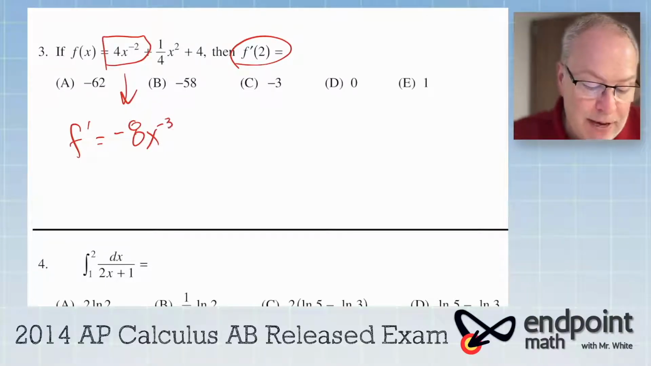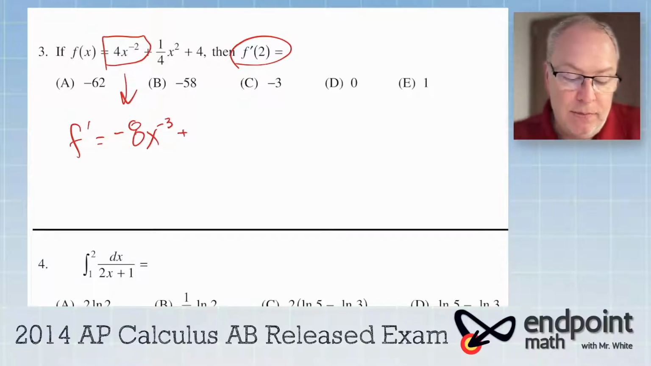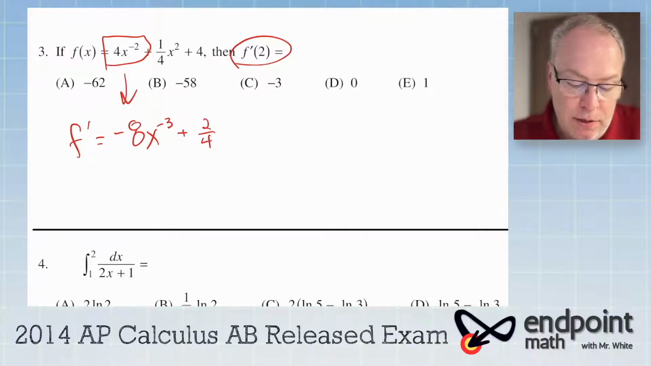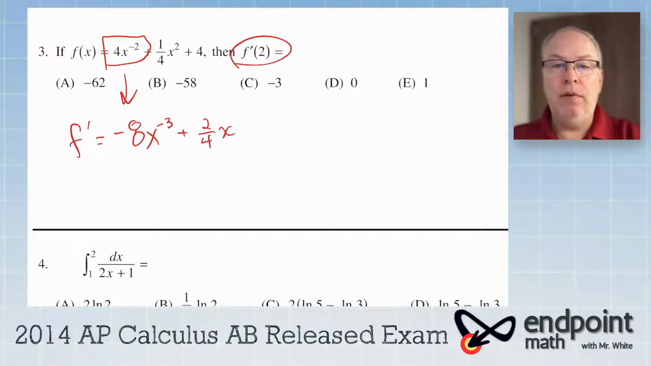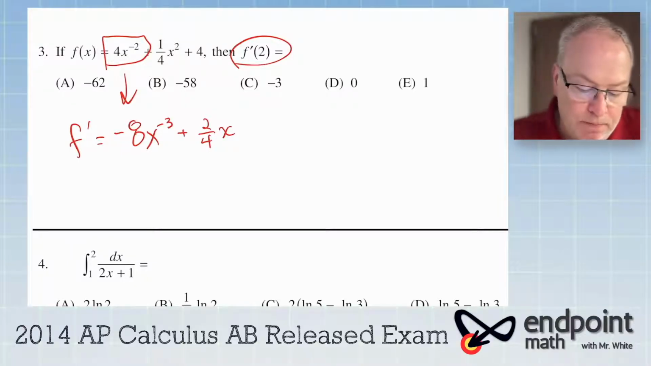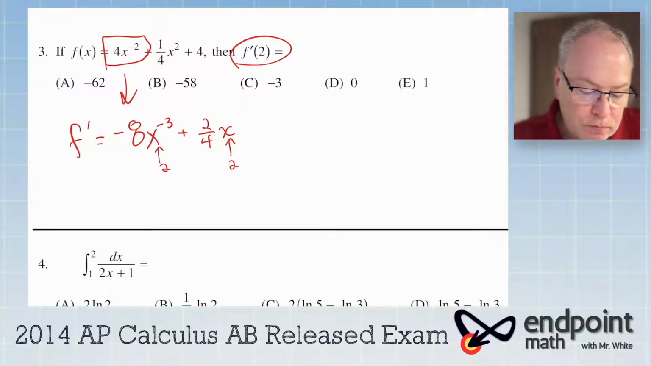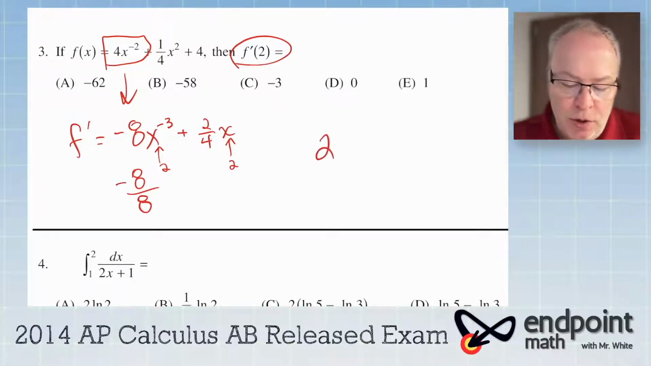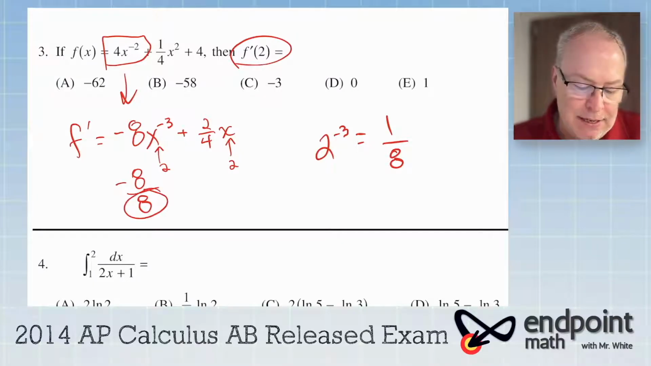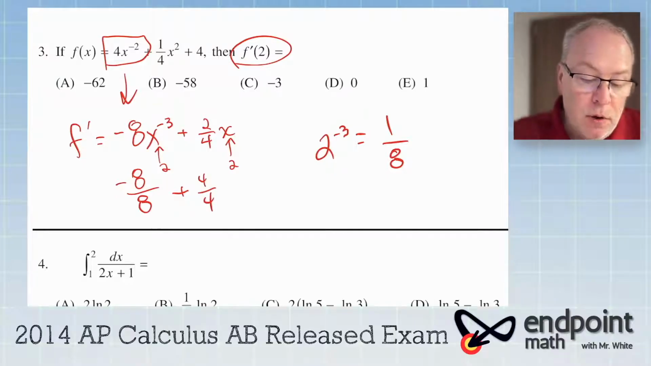So it becomes negative 3 plus, okay, so if you multiply by 2 here, you get 2/4 times x, and then the derivative of 4, of course, is just 0. Now we're going to plug 2 in. So if I plug 2 in here and plug 2 in here, I end up getting negative 8 over 8. Why? Because 2 to the negative third is 1/8. So end up getting an 8 in the denominator here, plus 4 over 4. What do you see?